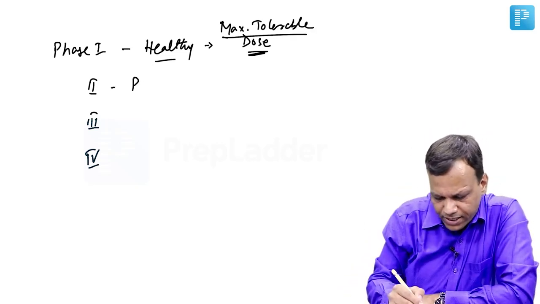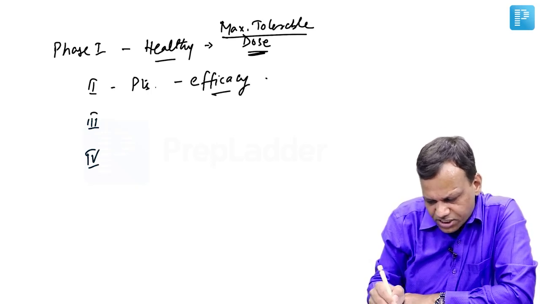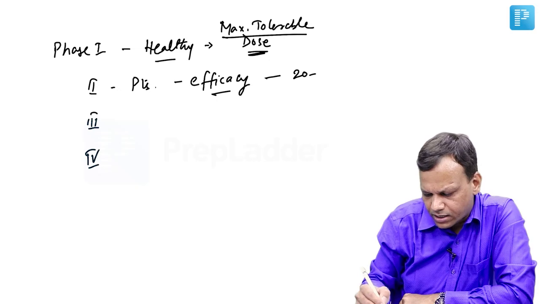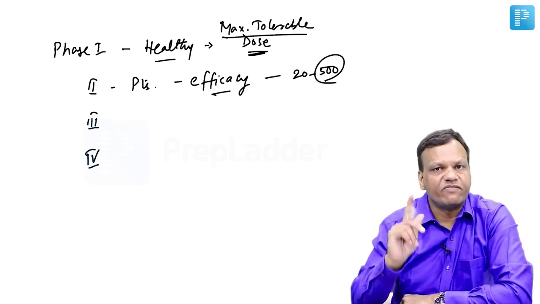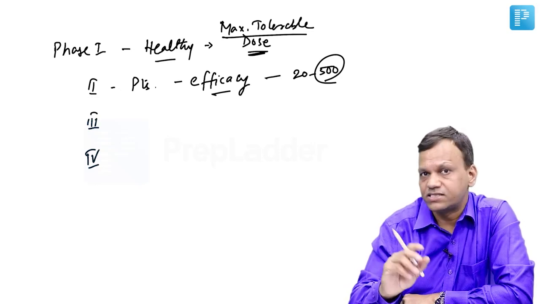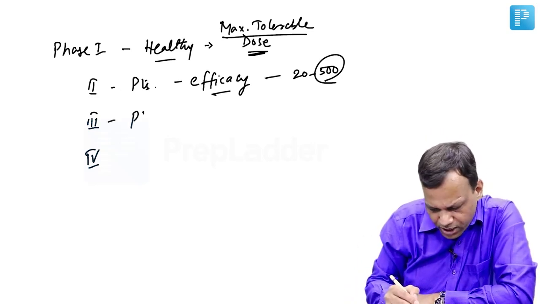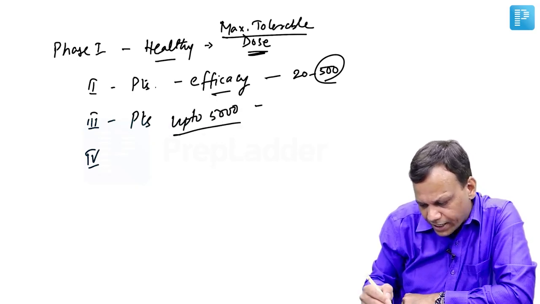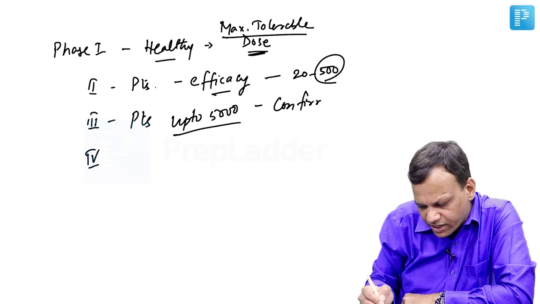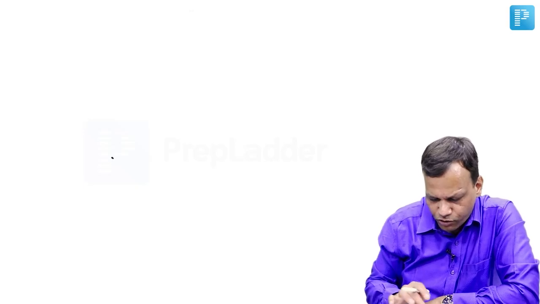Then phase 2 trials are done in patients. These are the first trials for efficacy. A small number of patients are taken, around 20, 30, 100, up to 500 patients we enroll. We test the efficacy for the first time, and side by side we test the safety. But phase 1 and 2 cannot confirm efficacy. So phase 3 is also done in patients, but a large number, up to 5,000 patients we take, and here we confirm efficacy. So read very carefully: in phase 2 we first test efficacy, in phase 3 we confirm efficacy, and phase 4 is after marketing.